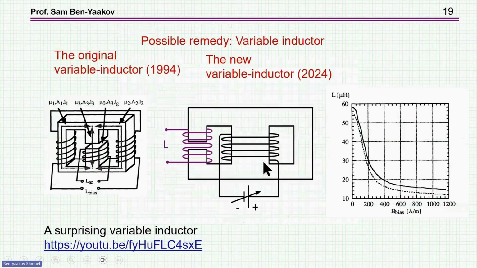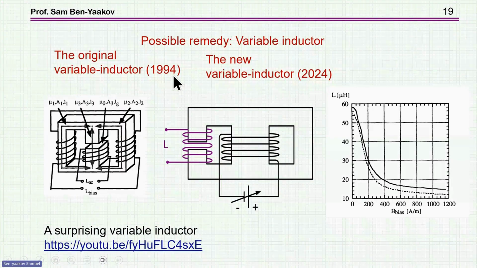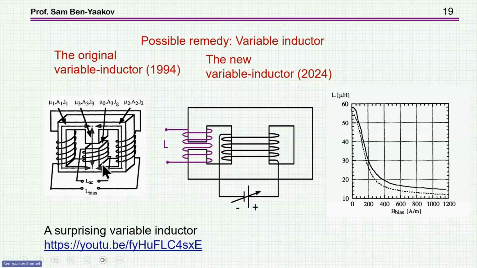Now, there are actually two variable inductors that have been published by me, as a matter of fact. Now, this was published many years ago, 1994, okay, 30 years ago. And this is a variable inductor where the inductor is the two terminals here, and this is biasing. I'm not going into it. There is a video on YouTube in which I'm explaining this and the other configuration I'm talking about.